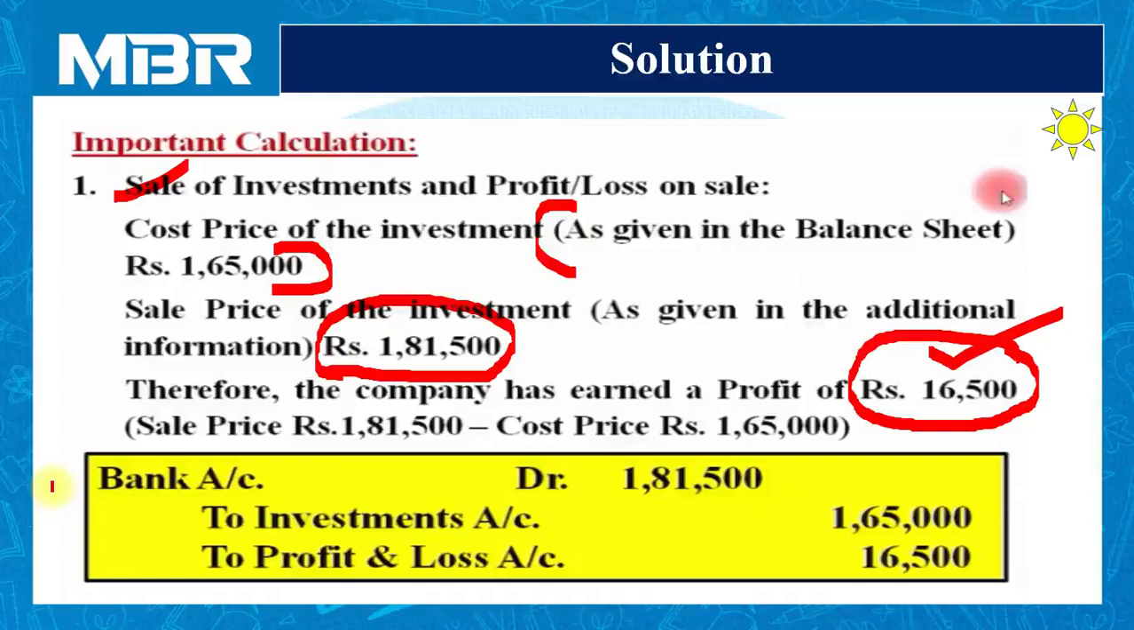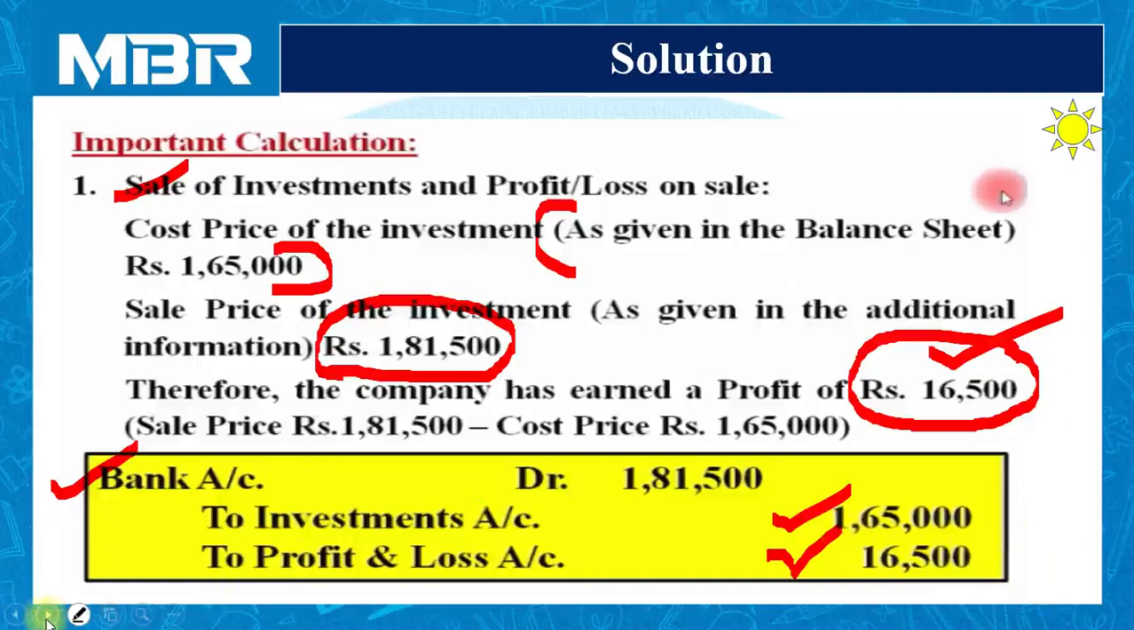Journal entry of the transaction. Bank account debited, amount received on the sale of investment 1,81,500. To investment account 1,65,000, and the amount of profit earned by the company, 16,500, credited to the profit and loss account of the company.